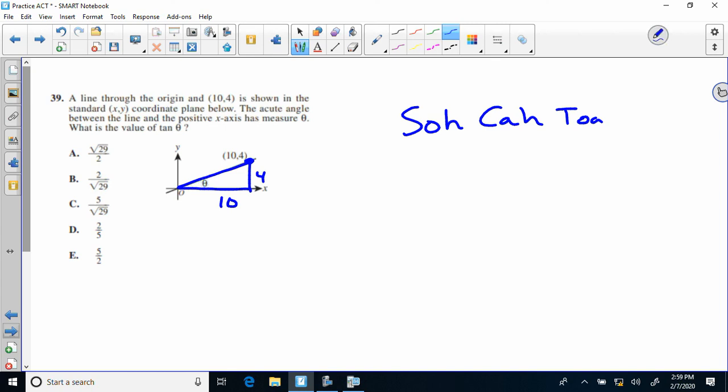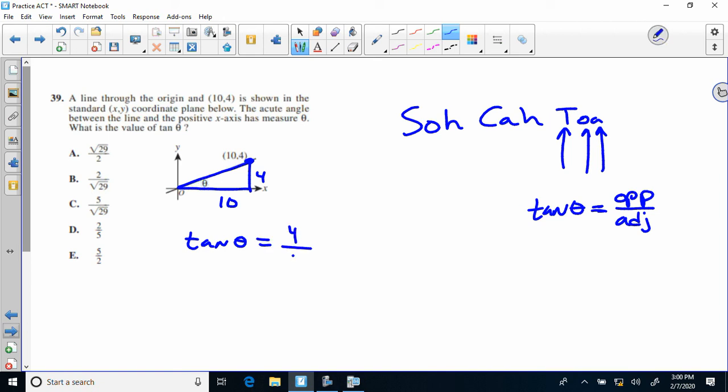If you're doing tangent of theta, which is what they asked, tangent is the opposite side over the adjacent side. I really should put a theta in there. Tangent of theta is opposite over adjacent. So my opposite is 4, my adjacent is 10, and you just reduce it and get 2/5. 2 goes into both of them: 2 goes into 4 twice, and 2 goes into 10 five times. That's all that one was: do you know SOHCAHTOA?